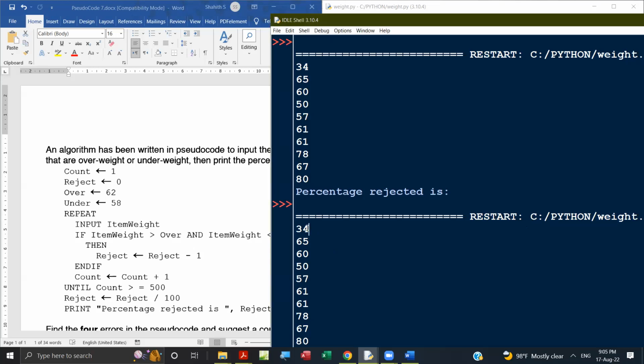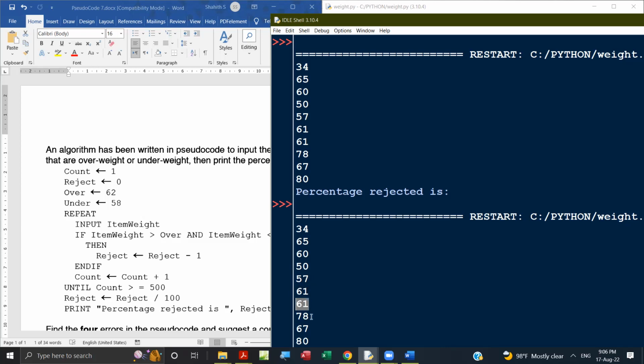So 34 is below 58. So 1. 65 is above 62. That is overweight. So this is underweight. 1, 2. Then this is fine. 60 is fine. Then 50. 50 is also not possible because it's underweight. 3. 57 is also underweight. 4. 61, it's okay. Fine. No problem.